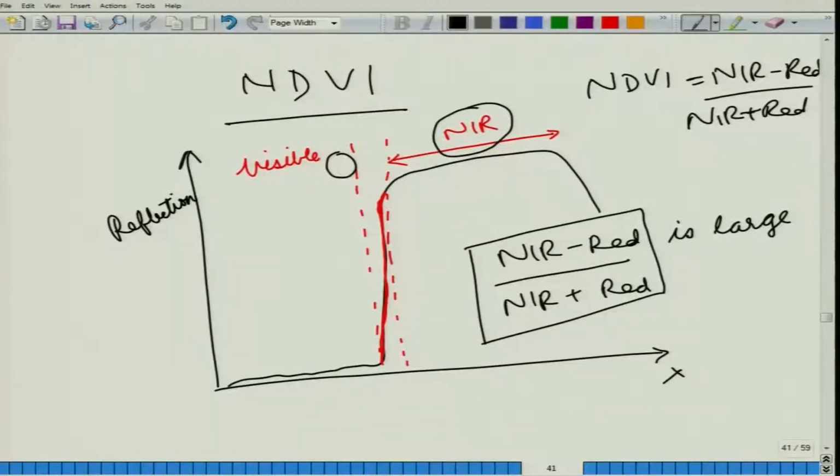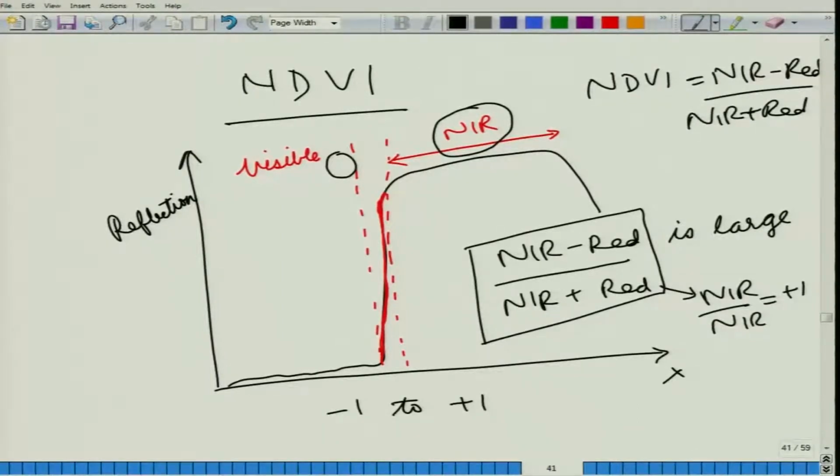Now, what can be the theoretical range of this value? What can be the theoretical range of NDVI? So, this NDVI can go from -1 to +1. So, for instance, suppose our red value was 0. So, in that case it would become NIR upon NIR, which is equal to +1.